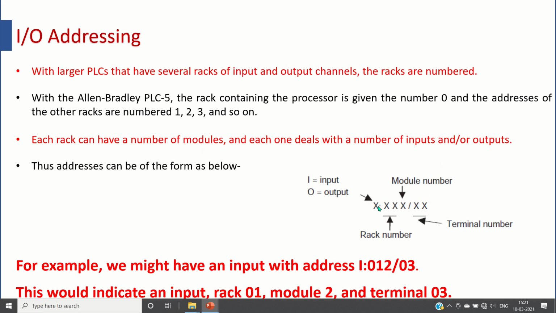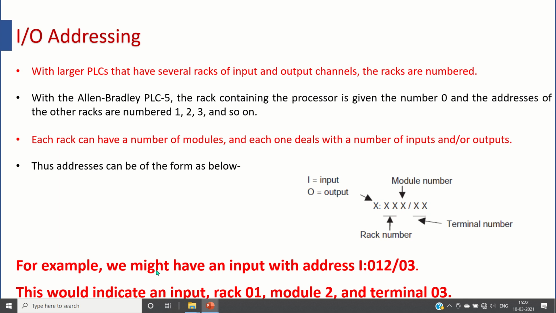Likewise you can see here this is the first X. If I write here I, that means it's an input port. If I write here O, that means we are talking of an output port or output terminal. Next, the first two digits talk of the rack number, 00, 01, likewise the rack number will go. Next you can see that this is the module number. Suppose in one rack there are 3 modules, so it will be 1, 2 and 3. And finally in each module there will be certain terminals, so there are 2 digits.